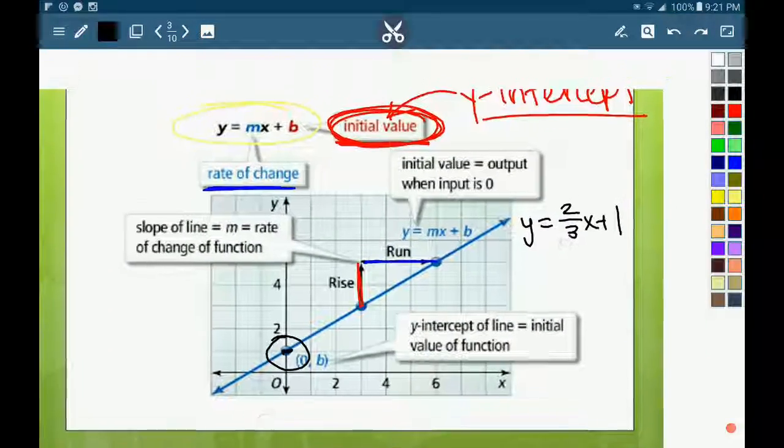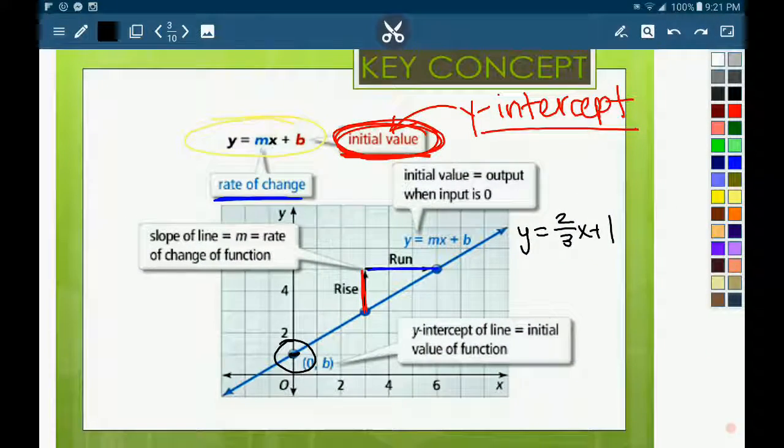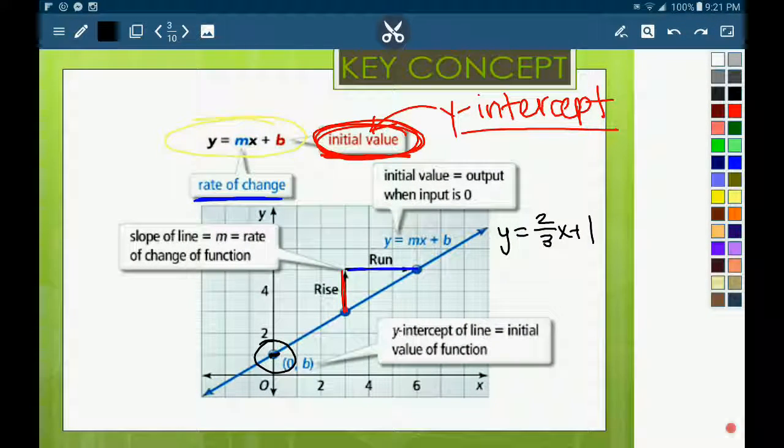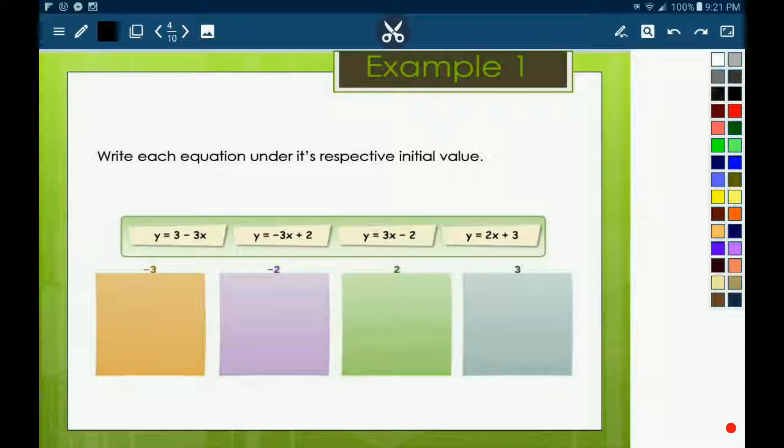So not only are we going to be able to write equations where they're calling the y-intercept the initial value, but we're going to be able to look at graphs, write these equations, and interpret them in context. Let's take a look at our first example.